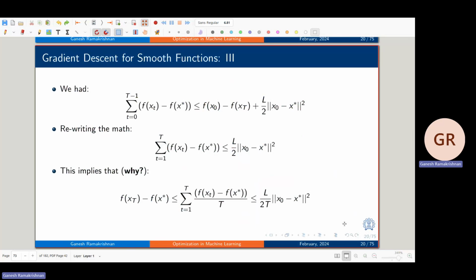Now, does this look better than earlier? What I've got is f of xT minus f of x star is less than or equal to L by 2T norm of x naught minus x star square. Does this look better than earlier? What was it earlier? L upon square root T, right? We had a square root T. This is T, which looks better, right?